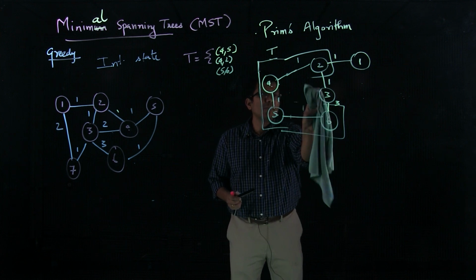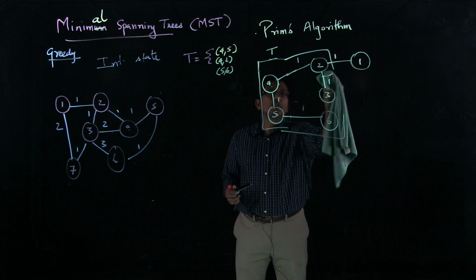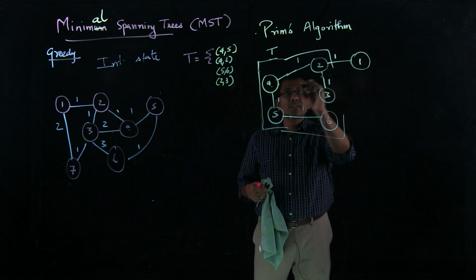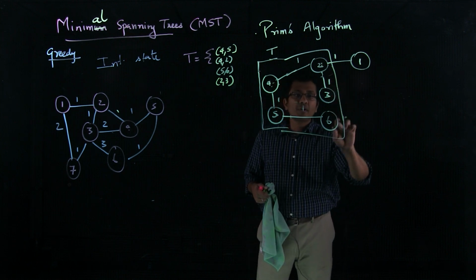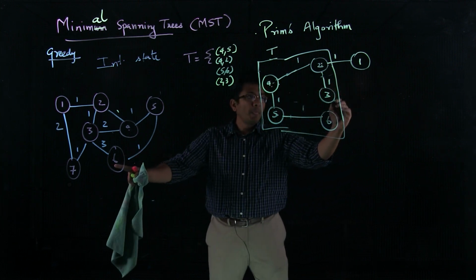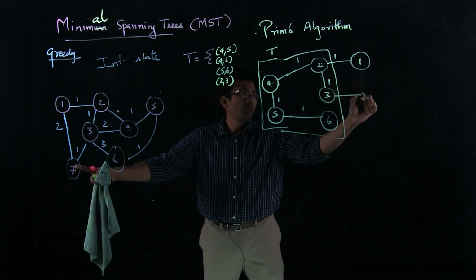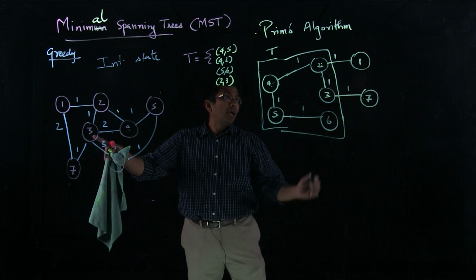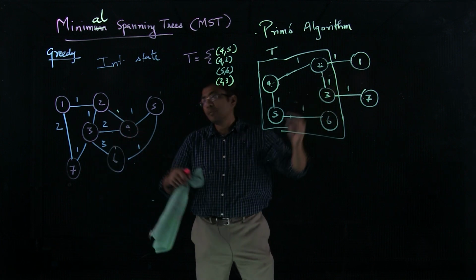So when I add 2 to 3, the new tree becomes 2, 3 is added to the tree. So the new tree becomes this: 4 to 2, 2 to 3, 4 to 5, 5 to 6. And what are the new boundary crossing edges? Well, the new boundary crossing edges are going to be whatever 3 brings in. So 3 is going to bring in an edge to 6, but that's internal to the tree, so I'm not adding it. An edge to 7 of weight 1. An edge to 2, but that's internal to the tree. Edge to 6, edge to 4, 4 is internal too. So this is going to be the new tree.